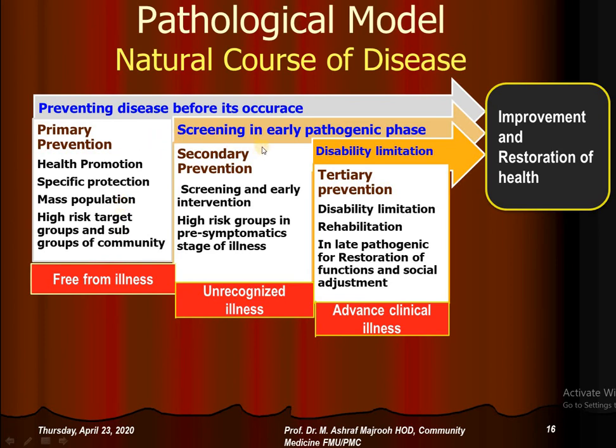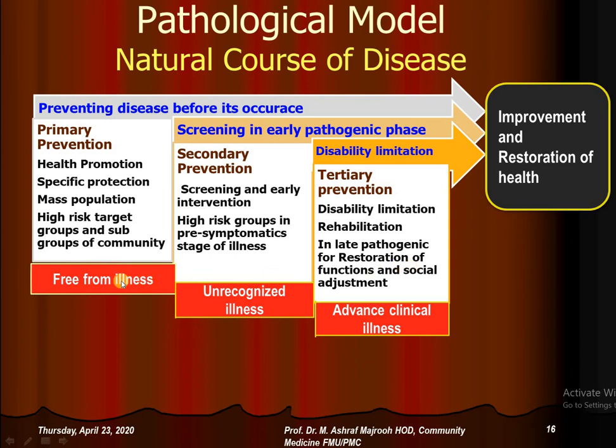The second mode of intervention is secondary prevention, which is screening and early intervention in the early pathogenic phase. The target is high-risk groups in the pre-pathogenic stage of illness. Disability limitation is the action taken in tertiary prevention, disability limitation and rehabilitation. This is in the late pathogenic phase for restoration of functions and social adjustment through rehabilitation.